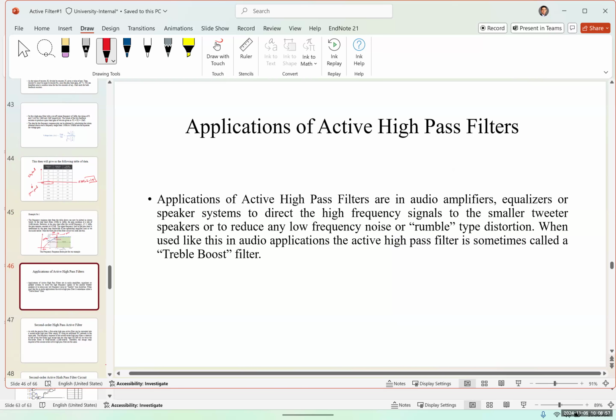Okay. Now, what are some applications of high-pass filters? Some applications of high-pass filters include audio amplifiers, equalizers, and speakers, for reducing any low frequency or rumble type distortion. It's used also in radio communication systems, video, audio filtering, and in audio applications, the active high-pass filter is sometimes also called the treble boost filter.